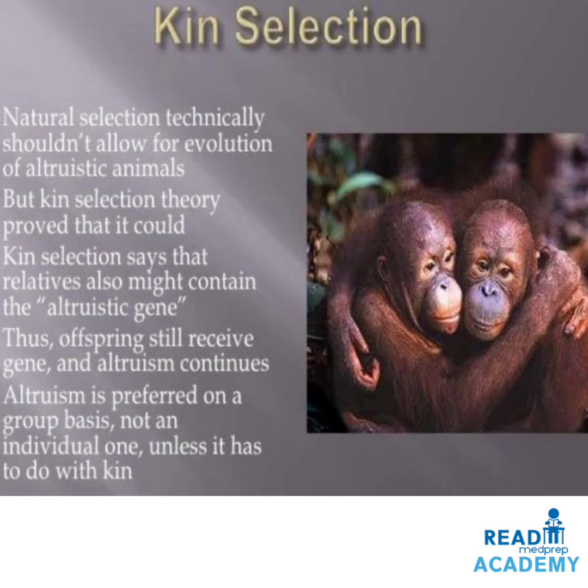But kin selection theory proved that it could. Kin selection says that relatives also might contain the altruistic gene. Thus offspring still receive the gene and altruism continues. Altruism is preferred on a group basis, not an individual one, unless it has to do with the kin.